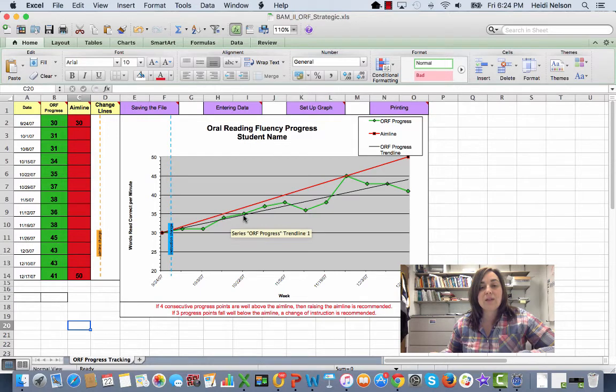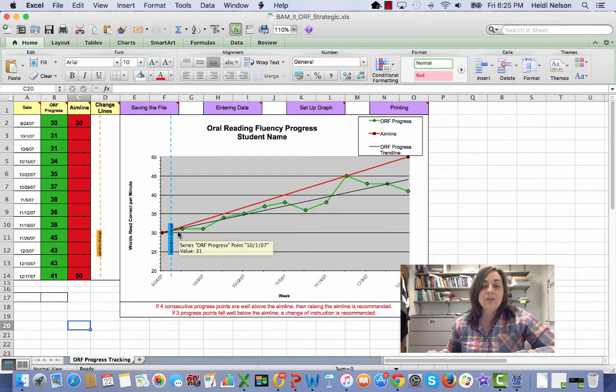In most cases, after 4 data points, if the student is not progressing on the aim line, we want to make an instructional change. In this case, that would be across one per week. But if we were taking data every 2 weeks, then our data would be spread out farther along this graph. But we'd still want to take probably 4 data points to determine if we need to make an instructional change to make sure we have an accurate trend.